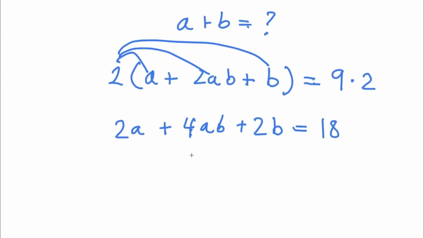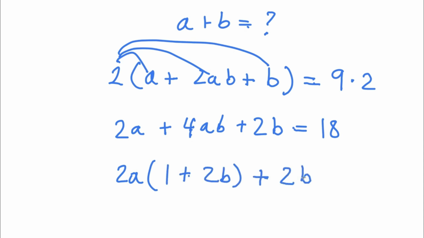So now, what I'm going to do is I'm going to factor out 2a from 2a plus 4ab. So now I have 2a times 1 plus 2b. Now I have this plus 2b, and this is equal to 18.